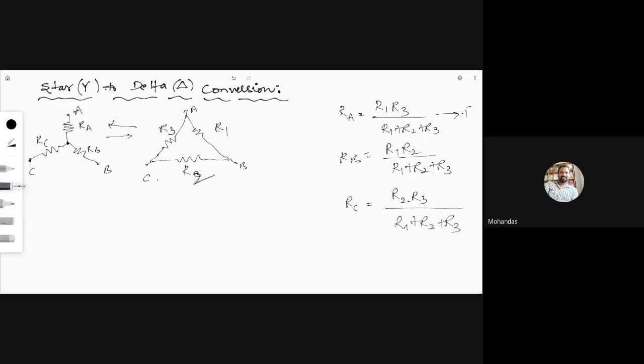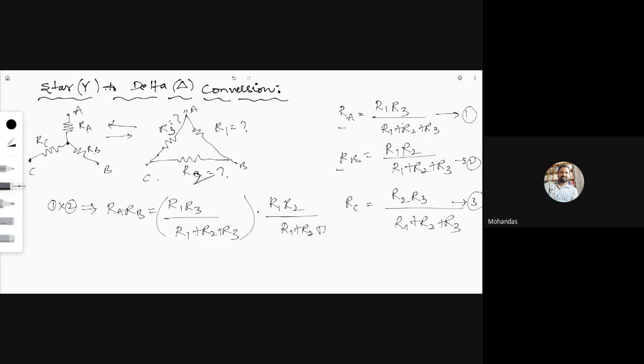Here I am taking these formulas to derive the expressions to find the R1 value, R2 value, and R3 value. Here the known values are RA, RB, RC, and the unknown values are R1, R2, R3. For getting those values, I am multiplying equation 1 and 2. Multiplying the LH side, that will be RA into RB, which is equal to R1 R3 by R1 plus R2 plus R3 into R1 R2 by R1 plus R2 plus R3.